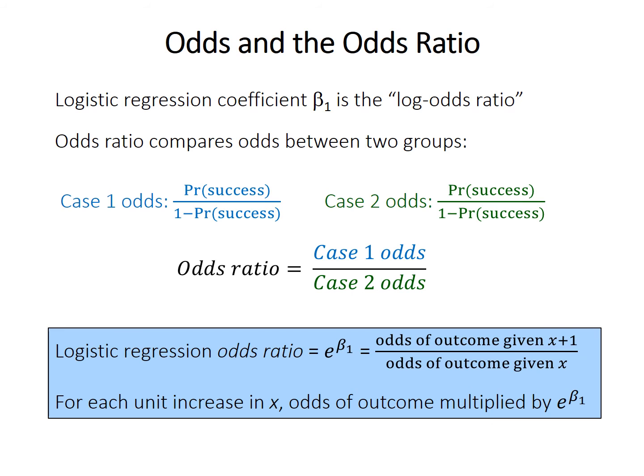So basically, in the example that I gave at the very beginning about how does size affect extinction risk, we could say that every 1 centimeter increase in body size would increase the odds of extinction by e to the beta 1.